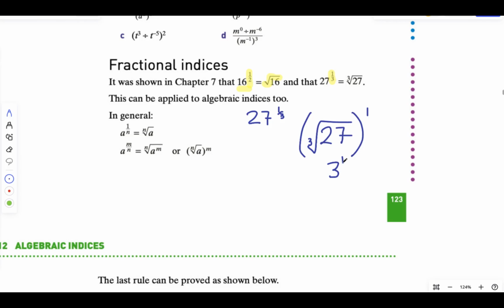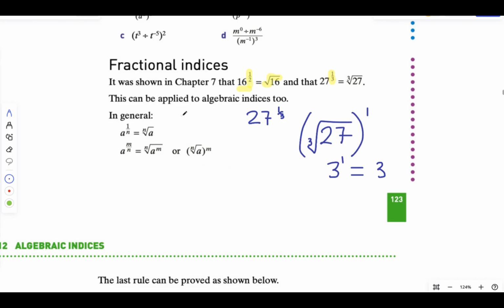3 raised to power 1 is equal to 3. So the answer to this is 3. So when we want you to find the cube root, we can just say find 27 raised to power 1 all over 3. That's fractional indices. If we want you to find the cube root, we can simply say find 27 raised to power 1 over 3. What we are saying is you should find the cube root of 27.